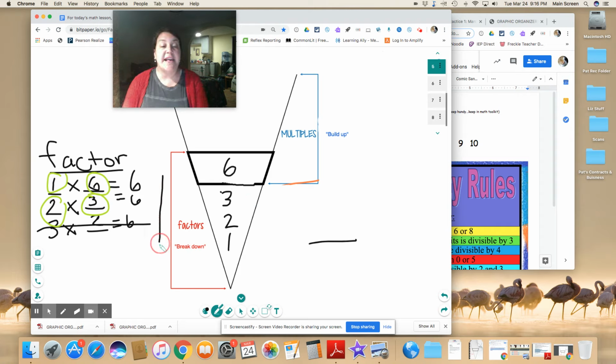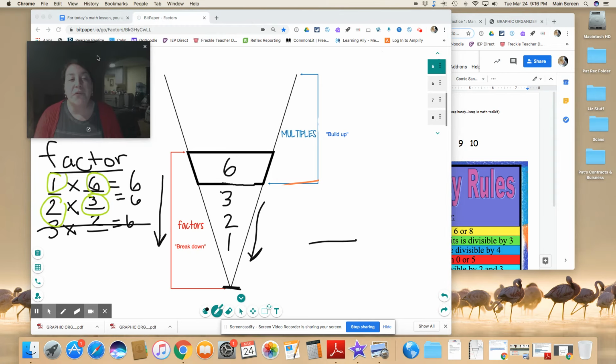They are breaking down 6. They're going down. That's why the tip of the cone of the little tornado is this way, because it's going down into smaller numbers. And there's an end in sight. There's a certain amount of factors. Okay? But multiples, on the other hand, are a totally different story.